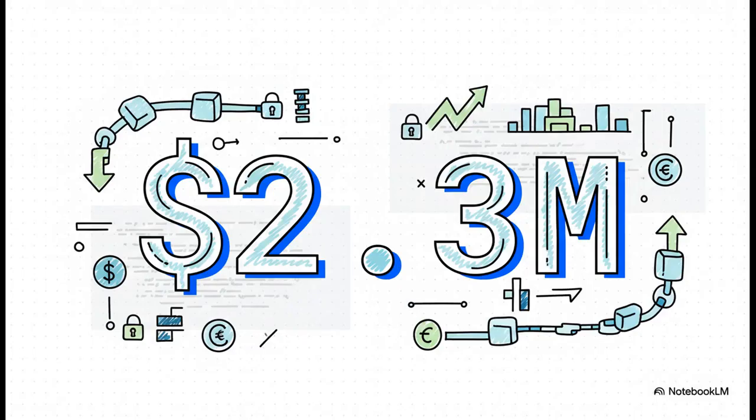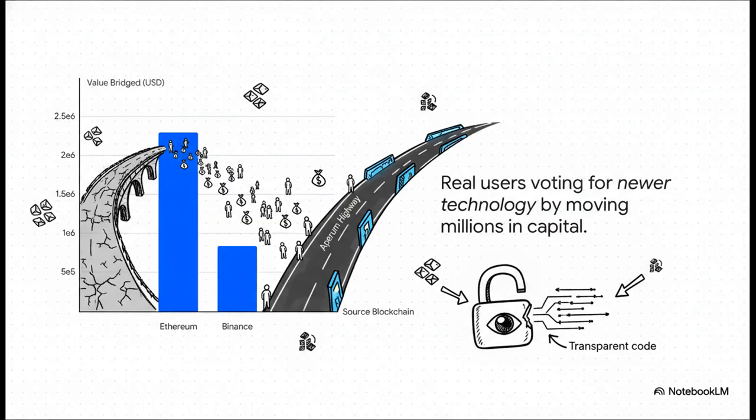$2.3 million. Now, in this world, a number like that isn't just a number. It tells a story. So, what's the story here? Well, here it is. That $2.3 million, that's the amount of value that real people bridged over from the big established Ethereum highway to the newer Aparum highway. And they did it in just the first 6 weeks. And look, another 841,000 came over from the Binance highway. This isn't just talk.